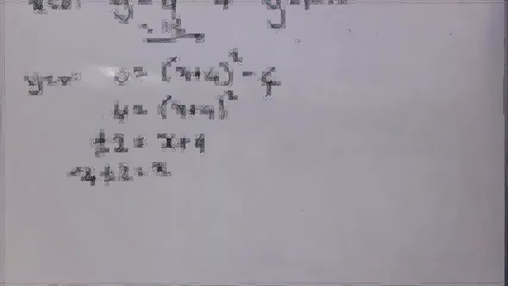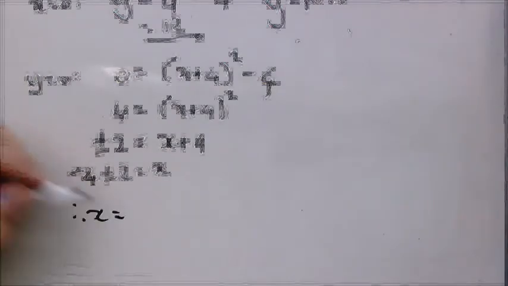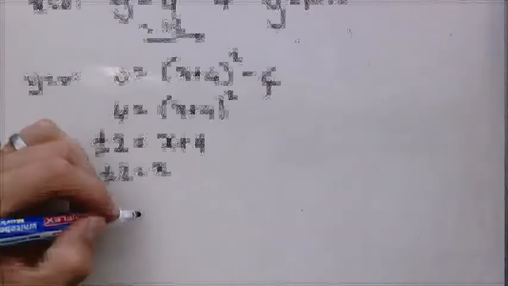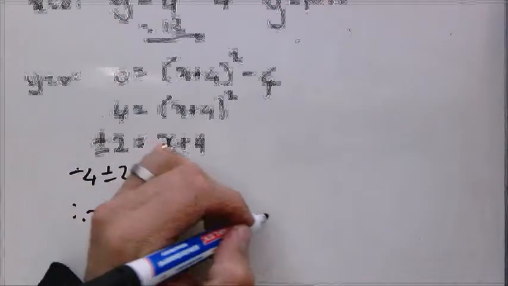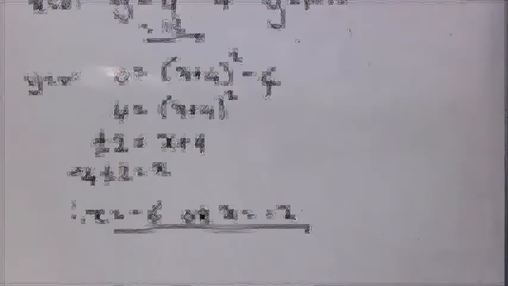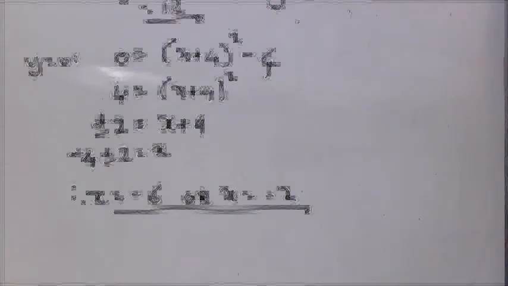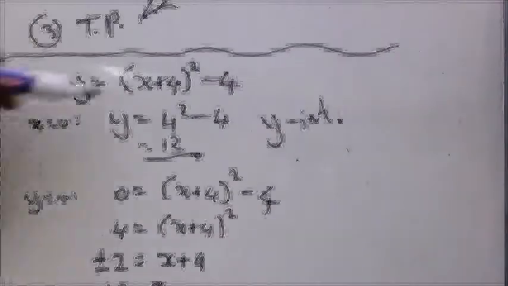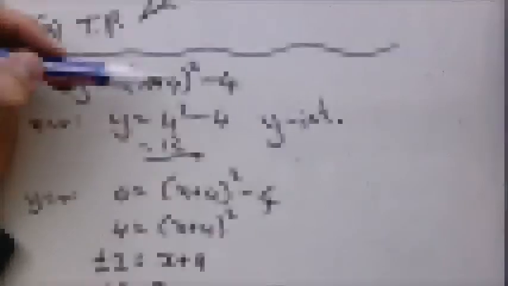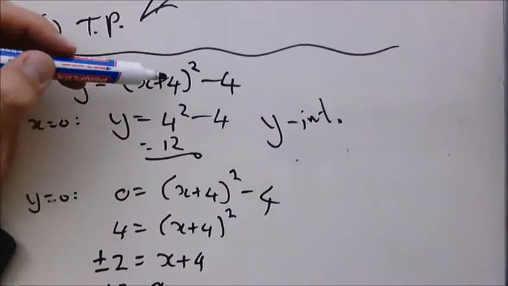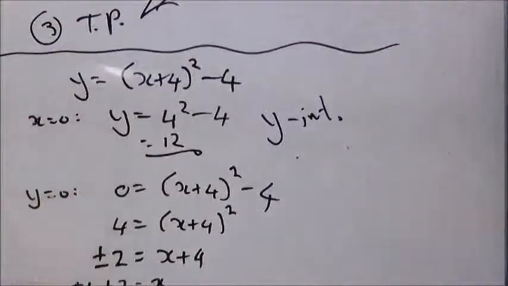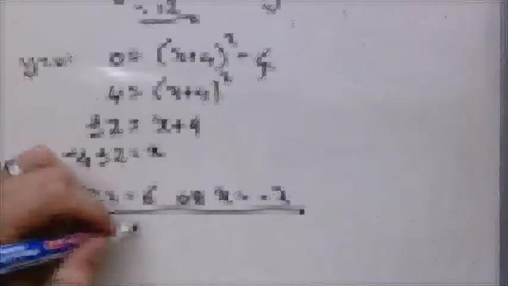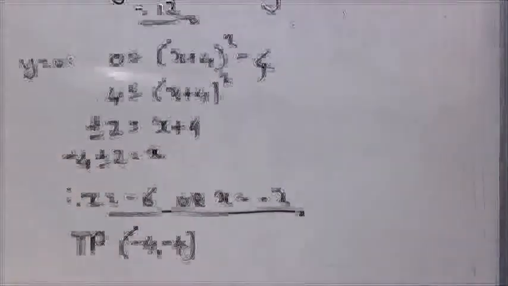And from here on, when we do our calculations, you will see therefore x is equal to negative 4 negative 2 is negative 6, or x is equal to negative 4 plus 2 is negative 2. And there you have our two x-intercepts, and we already know what the turning point will be. Remember, it's a negative of that number. Okay, so it is negative 4 and that number, negative 4.